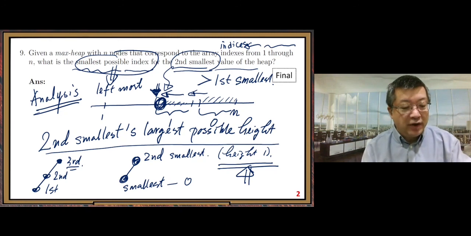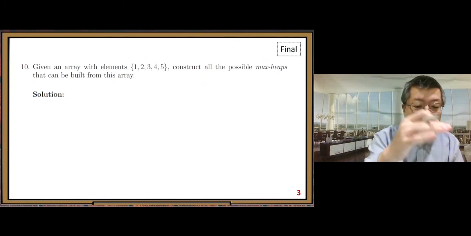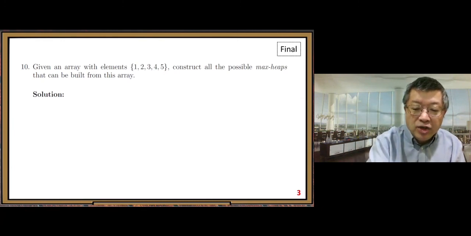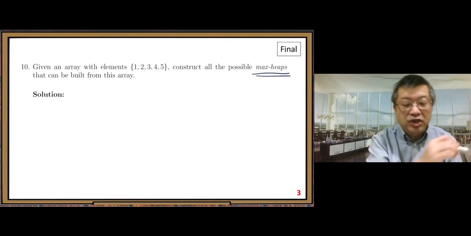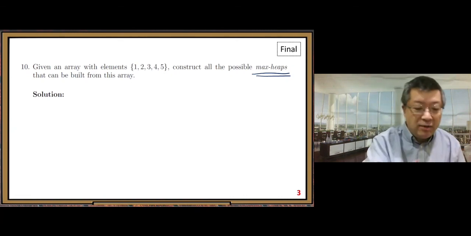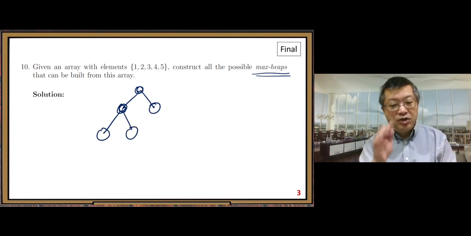So the last question, number 10. This one. Given an array with elements 1, 2, 3, 4, 5, construct all the possible max heaps that can be built from this array. First, the max heap. 5 elements. We know the structure is this one. 1, 2, okay, 3, 4, 5. Yeah. Has to be this structure.